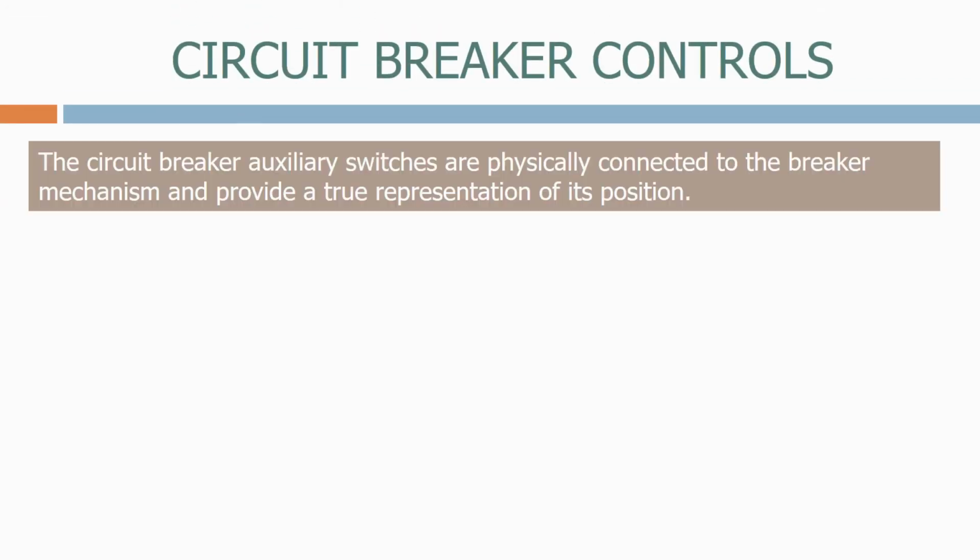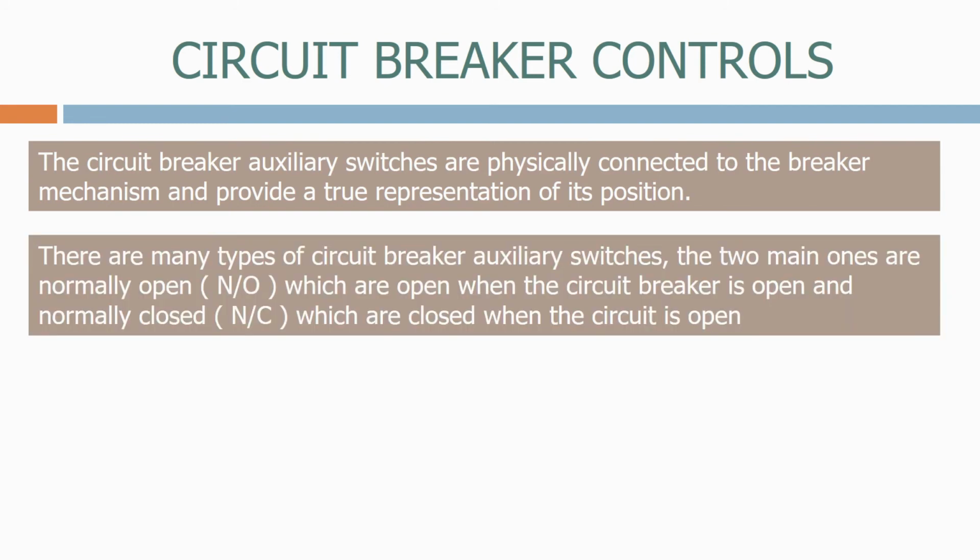The circuit breaker auxiliary switches are physically connected to the breaker mechanism and provide a true representation of its position. There are many types of circuit breaker auxiliary switches. The two main ones are normally open, NO, which will open when the circuit breaker is open, and normally closed, NC, which are closed when the circuit breaker is open.